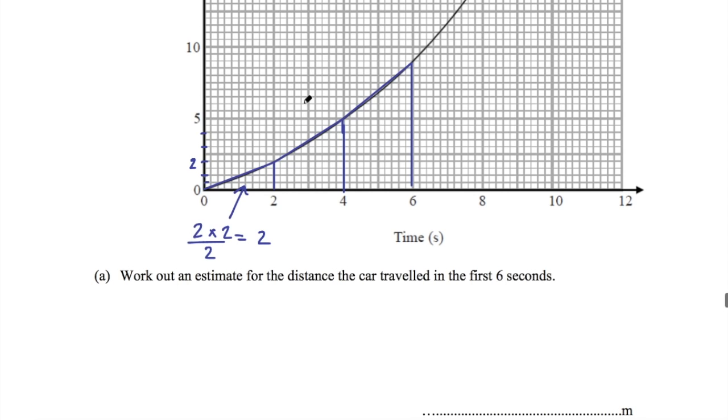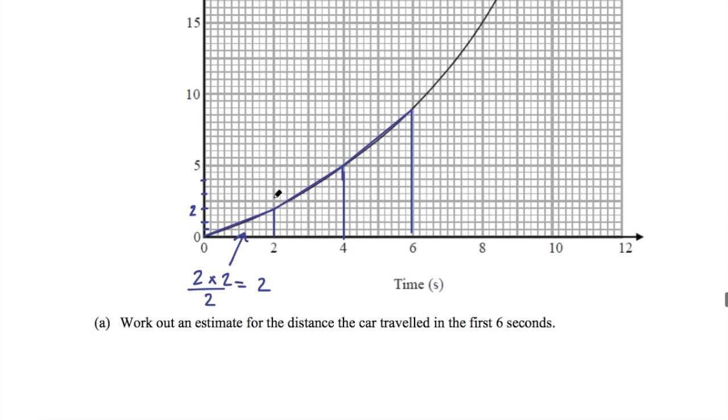Then the area of this trapezium is the top side plus the bottom. So the top is 2 plus the bottom of it, the base is 5. And then we multiply that by the height, which is 2, and we divide all of that by 2. That's the area of a trapezium formula. So if we work that out, well, the 2's cancel, and we're just left with 7.